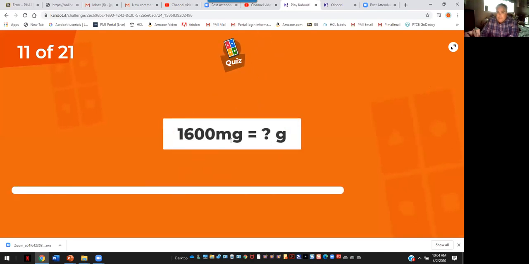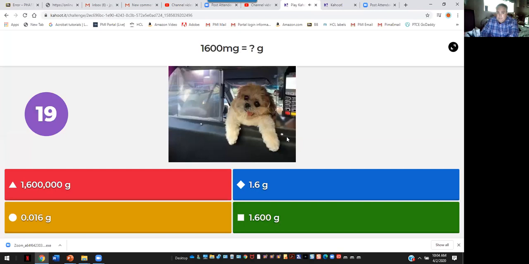1,600 milligrams equals how many grams? Well, there's 1,000 milligrams in 1 gram. So we're going to move the decimal 1, 2, 3 places to the left. But you've got to drop these trailing zeros. You no longer need them, and if you leave them, somebody's inclined to make a mistake.